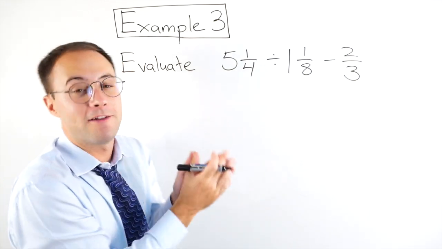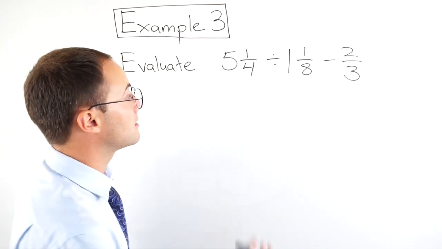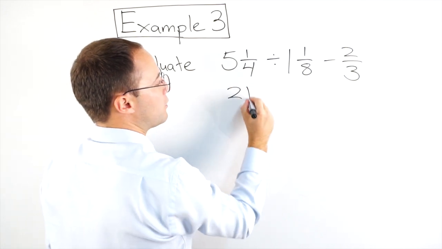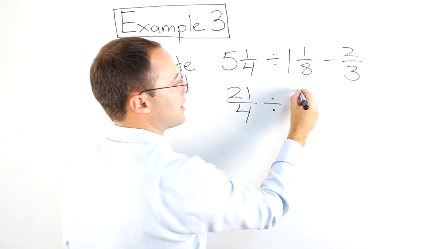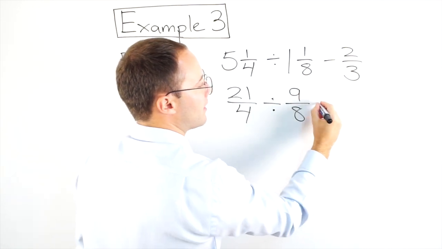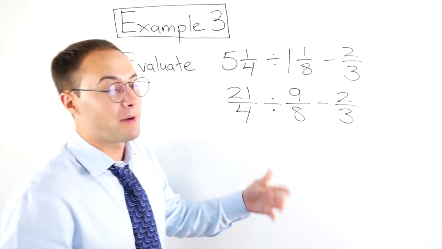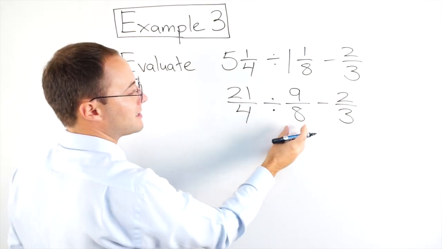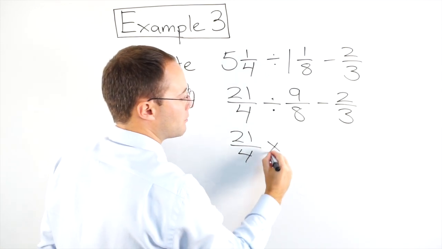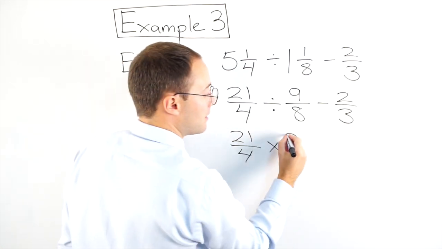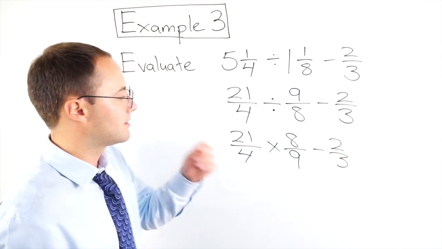So again, first step, let's get rid of these mixed numbers and let's make them improper fractions. 5 1/4 becomes 21/4 divided by 1 1/8 will become 9/8. And then still have the minus 2/3 there. Now, dividing by a fraction, same thing as multiplying by its reciprocal. Keep 21/4, change to multiplication, and flip that to 8/9, minus 2/3 is still there.